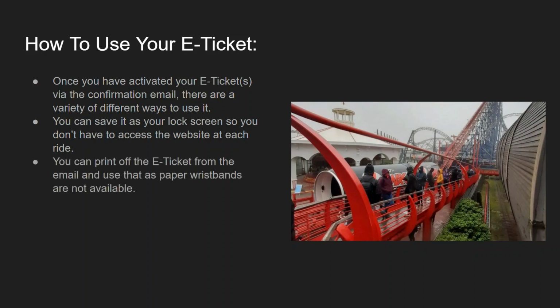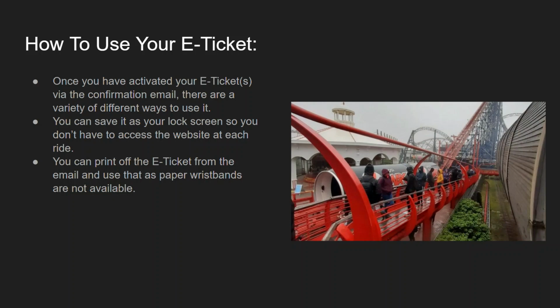You can also print off the e-ticket from the email and use that as paper wristbands are not available. Of course, if you do really need the wristband, you can also go onto the website and ring in. And also for groups, if you use a group rate or you come in as a school, then of course they will offer you wristbands and they will deliver that to you through post.